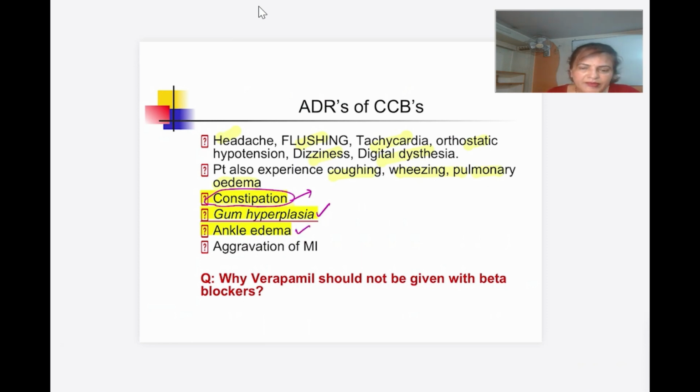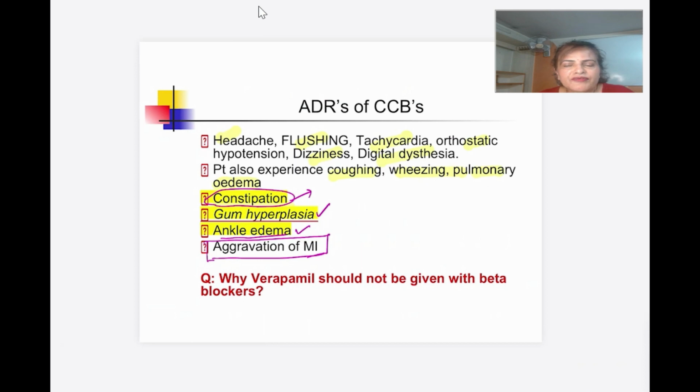Then ankle edema. Ankle edema is not because of fluid retention. It is because there is pre-capillary dilatation and post-capillary constriction. That is going to increase the hydrostatic pressure, which leads to ankle edema. And it is seen mainly with the dihydropyridine nifedipine. Then aggravation of MI. This is also seen with nifedipine.